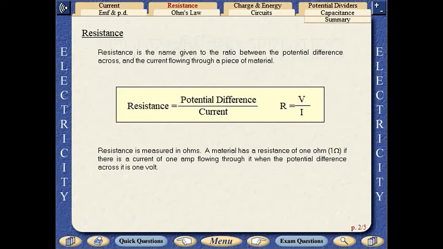Resistance is the name given to the ratio between the potential difference across and the current flowing through a piece of material. Resistance is measured in ohms. A material has a resistance of 1 ohm if there is a current of 1 amp flowing through it when the potential difference across it is 1 volt.